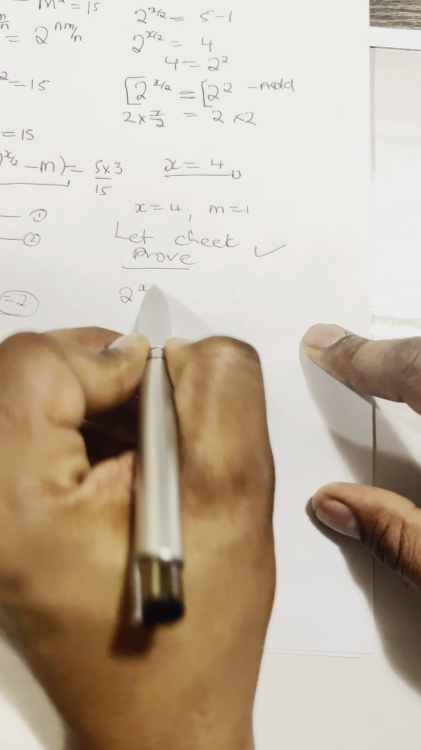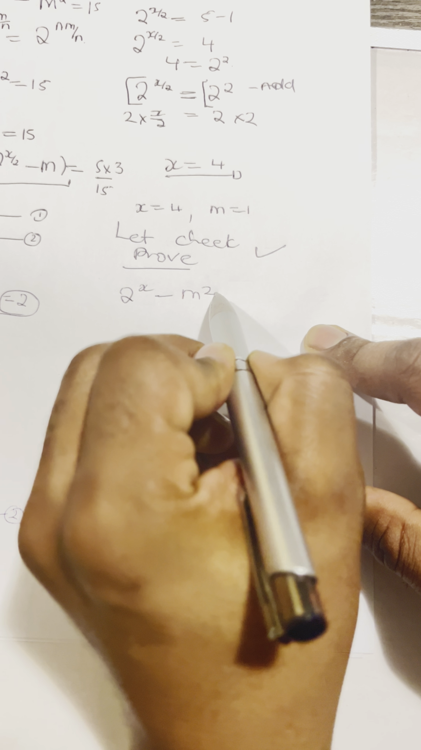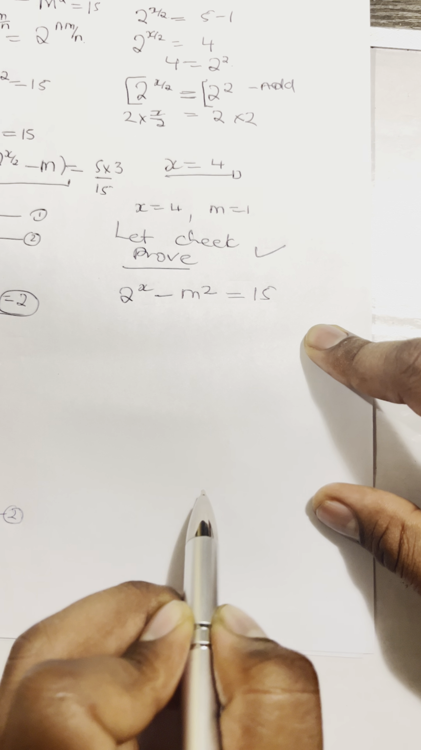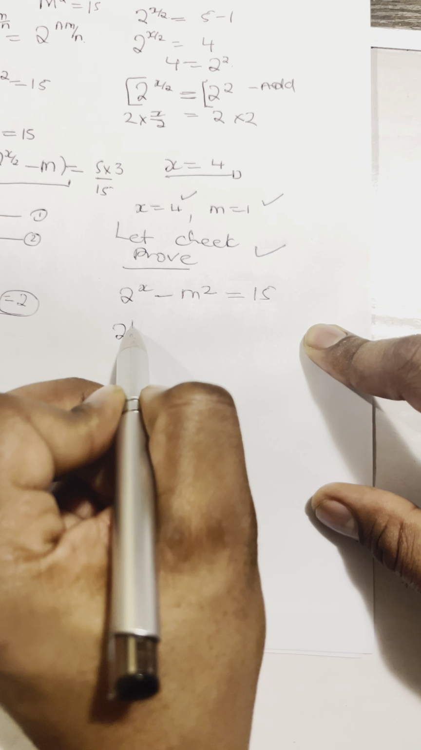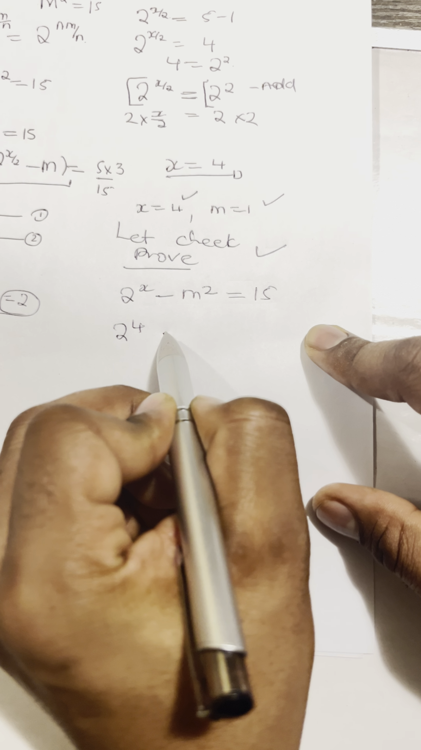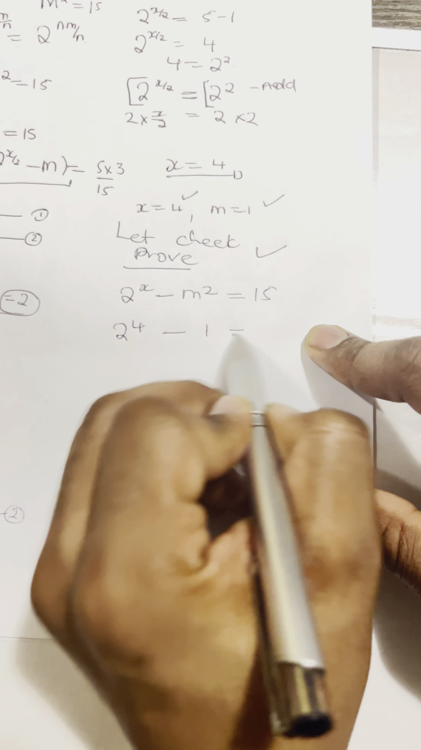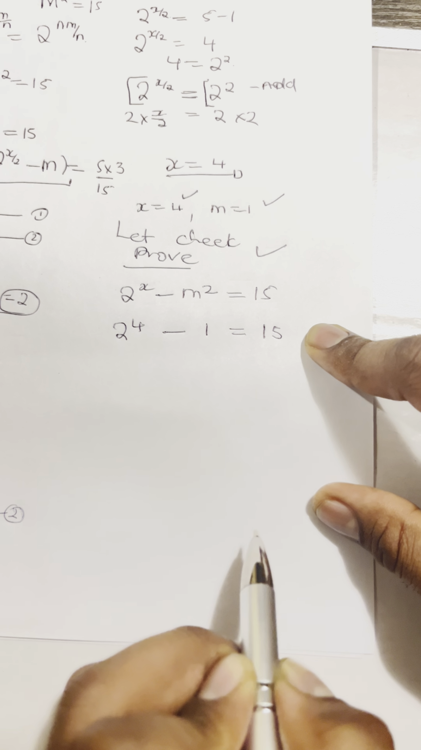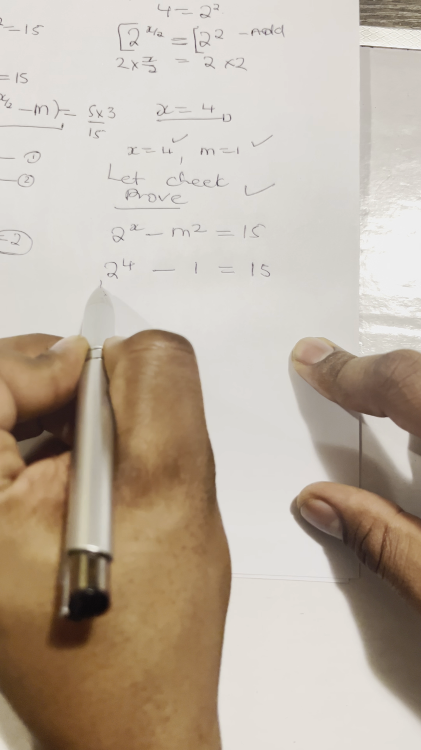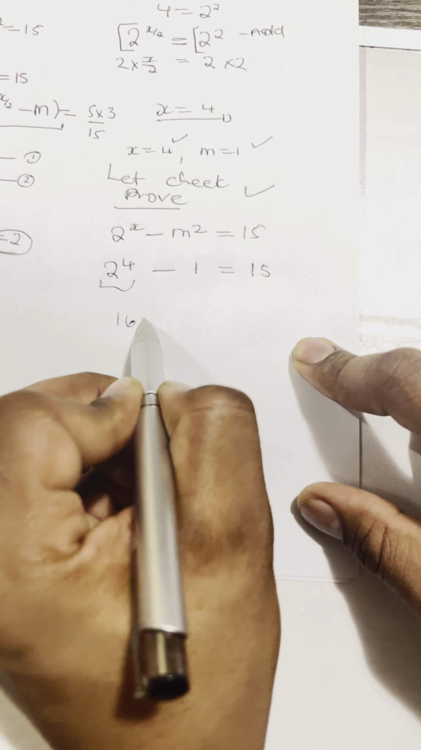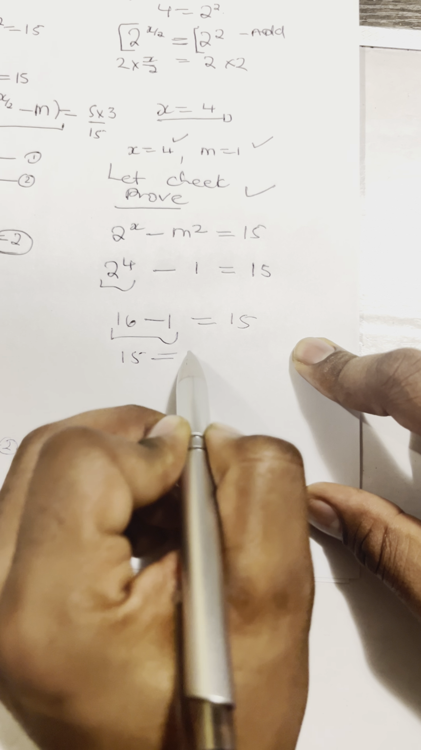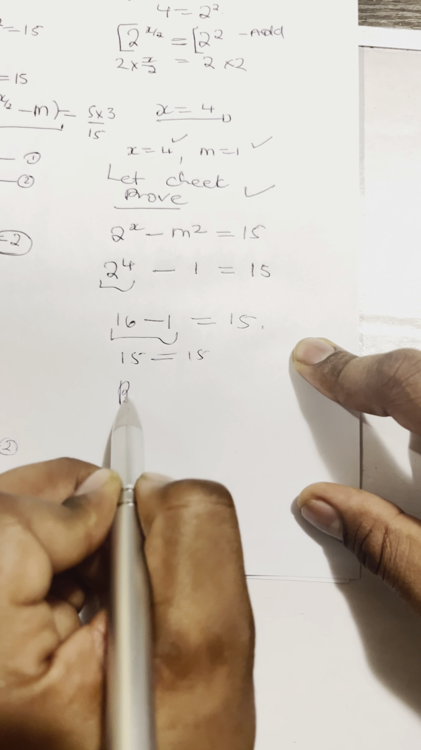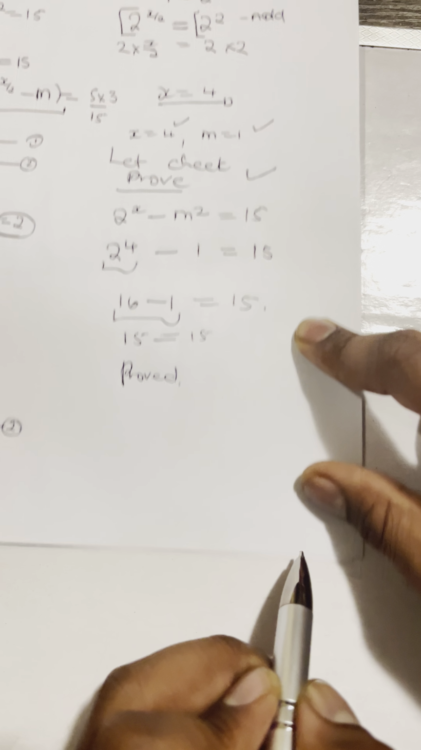We had 2^x minus m squared is equals to 15. Whenever we see x, we put 4. Whenever we see m, we put 1. All right. Now 2 to the power of what is our x? Is 4. Minus, what is our m? Is 1. Is equals to 15. All right. Let's see. 2 to the exponent 4 is 16. Minus 1 is equals to 15. This is equals to 15 is equals to 15. Now, this is proved. We have proved it.